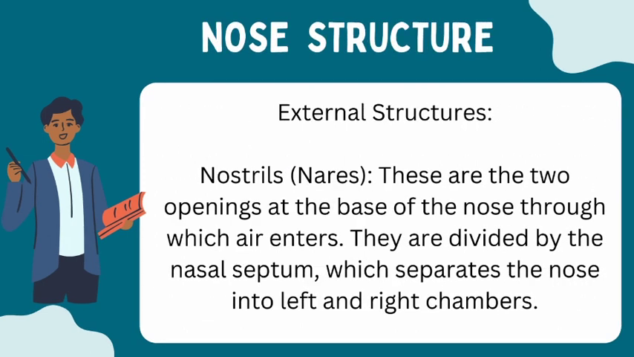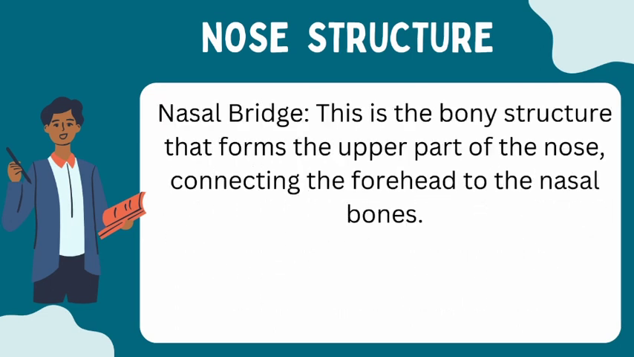First is external structures. These involve, first, nostrils, nares. These are the two openings at the base of the nose through which air enters. They are divided by the nasal septum, which separates the nose into left and right chambers. Second, nasal bridge. This is the bony structure that forms the upper part of the nose, connecting the forehead to the nasal bones.